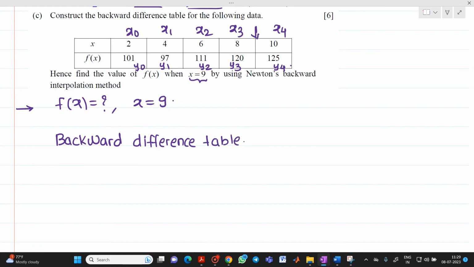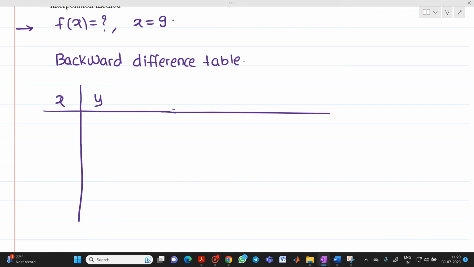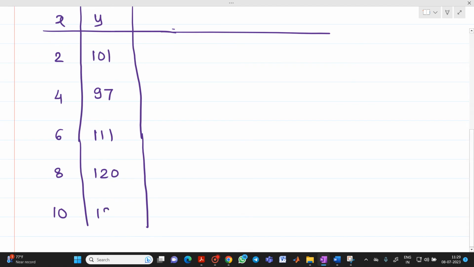So let me write these values. We have the x value. After that we have the y value. So let me complete this table first. The x values are 2, 4, 6, then 8 and 10. The corresponding y values are 101, 97, 111, then 120 and 125.